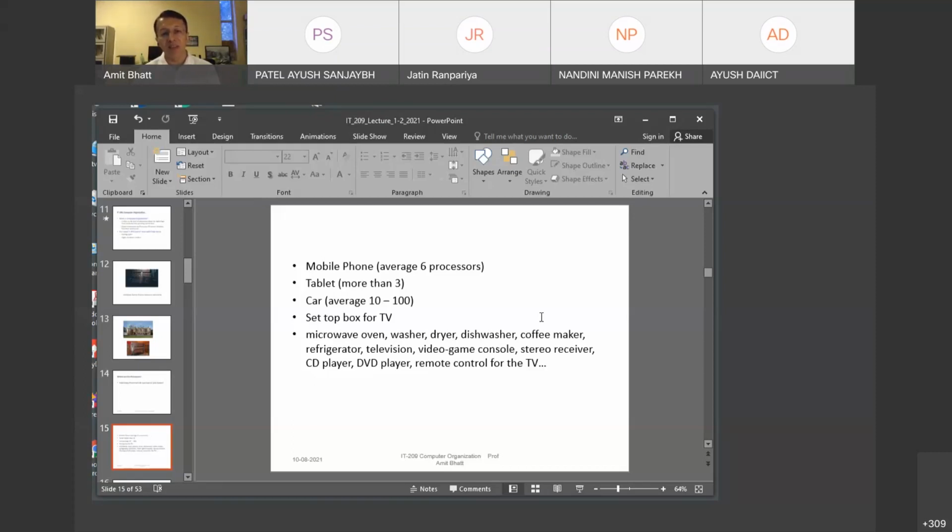Tablets, I mean, there are more than 3. In fact, they are also close to 6 or above. Car, average 10 to 100. And some of you might be a little taken aback that, how come you have so many processors in your car? Well, look at it. You have got ABS, right? The ABS braking system is controlled by a processor.